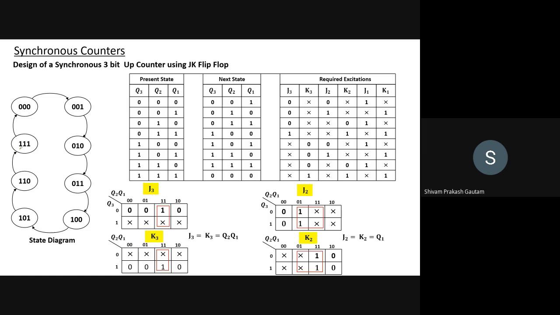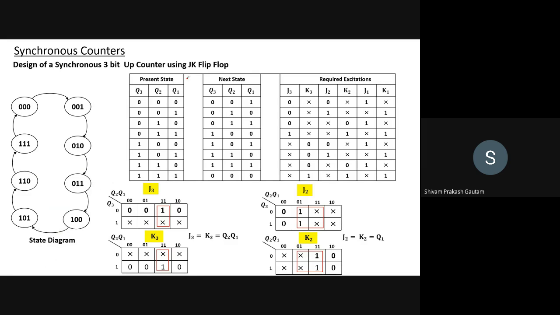Since this is a synchronous counter, design a synchronous 3-bit up counter using JK flip-flop. This is the first state, that is 000. We want to go to 001, then 010, 011, 100, 101, 110, 111. After this, it should again reach 000. So this is 0, 1, 2, 3, 4, 5, 6, 7. You can also call this a mod 8 counter because there are 8 distinct states. So how to proceed in the designing part?